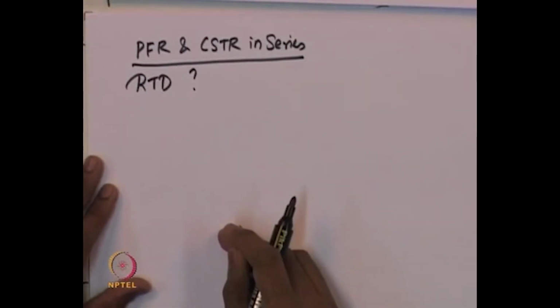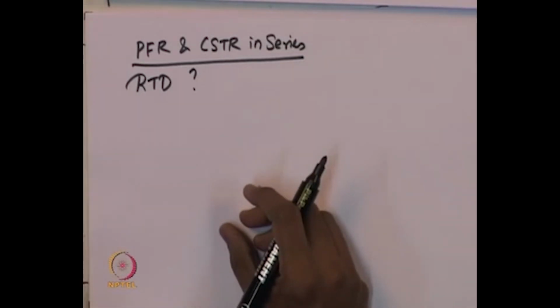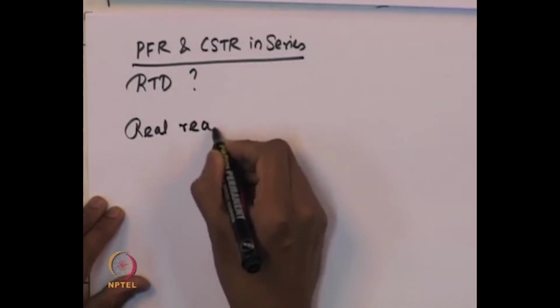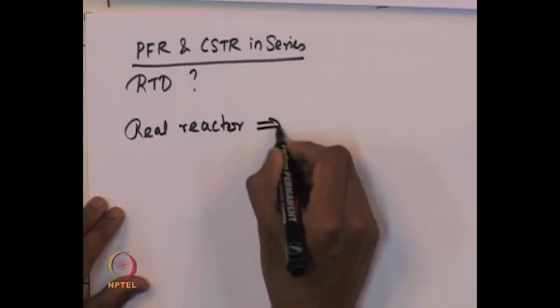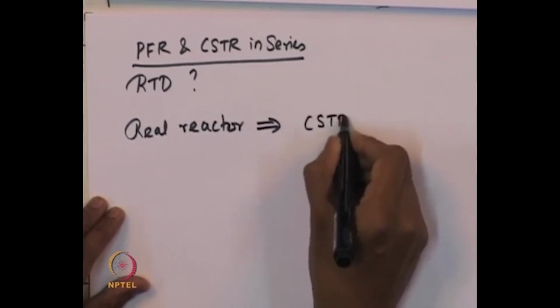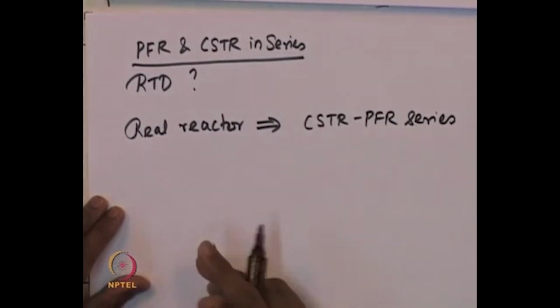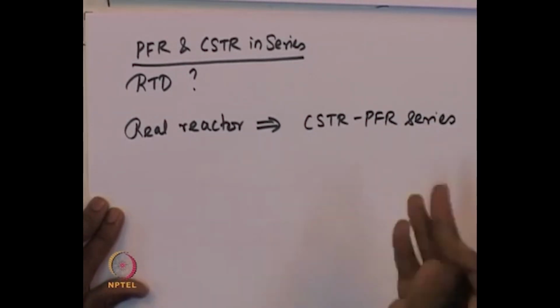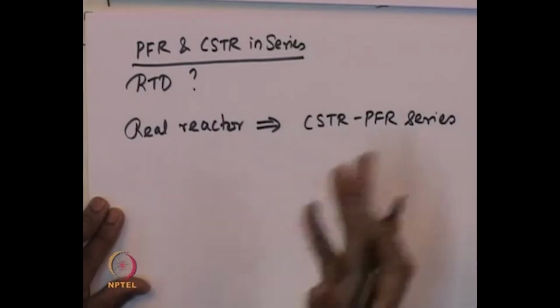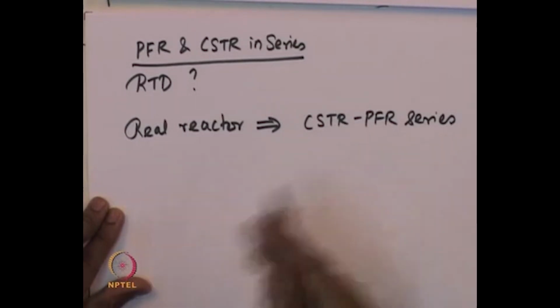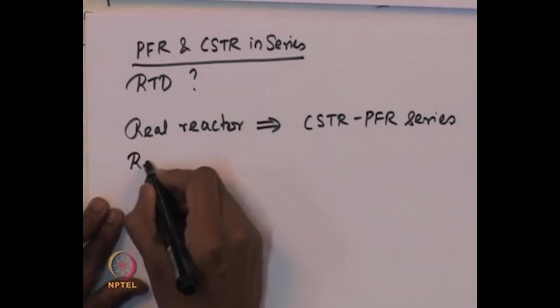Now, remember that real reactors can be modeled as a combination of a plug flow reactor and a CSTR, and let us assume that there is a real reactor which is modeled as a CSTR and plug flow reactor operated in series mode. Now, when is it possible to approximate it as a CSTR plug flow series model? Consider the situation of a real stirred tank reactor.